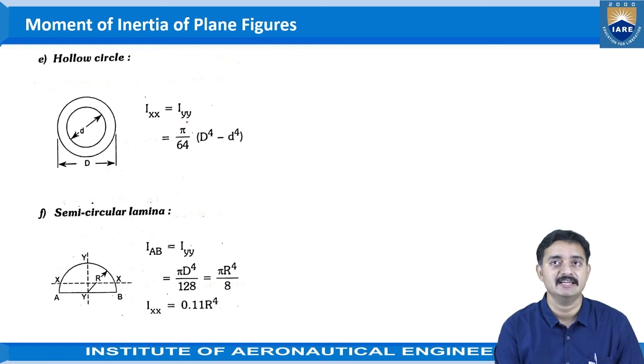Now similarly, if we take the hollow circle, we need to subtract the inner non-material portion. Again it is symmetrical about 360 degrees, so the moment of inertia with respect to the XX and YY axis would be pi by 64 into capital D power 4 minus small d power 4. And for the semicircular lamina, the IAB value is equal to IYY, and that value would be pi d power 4 by 128.